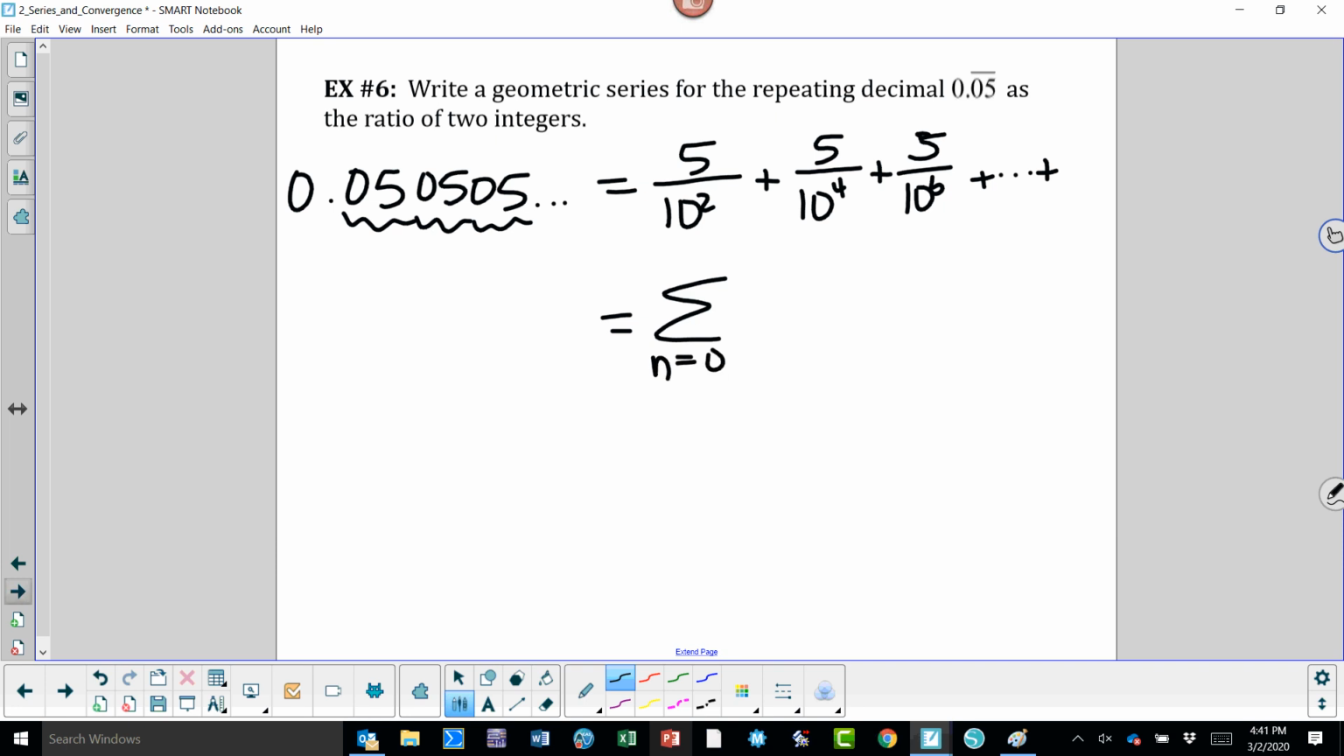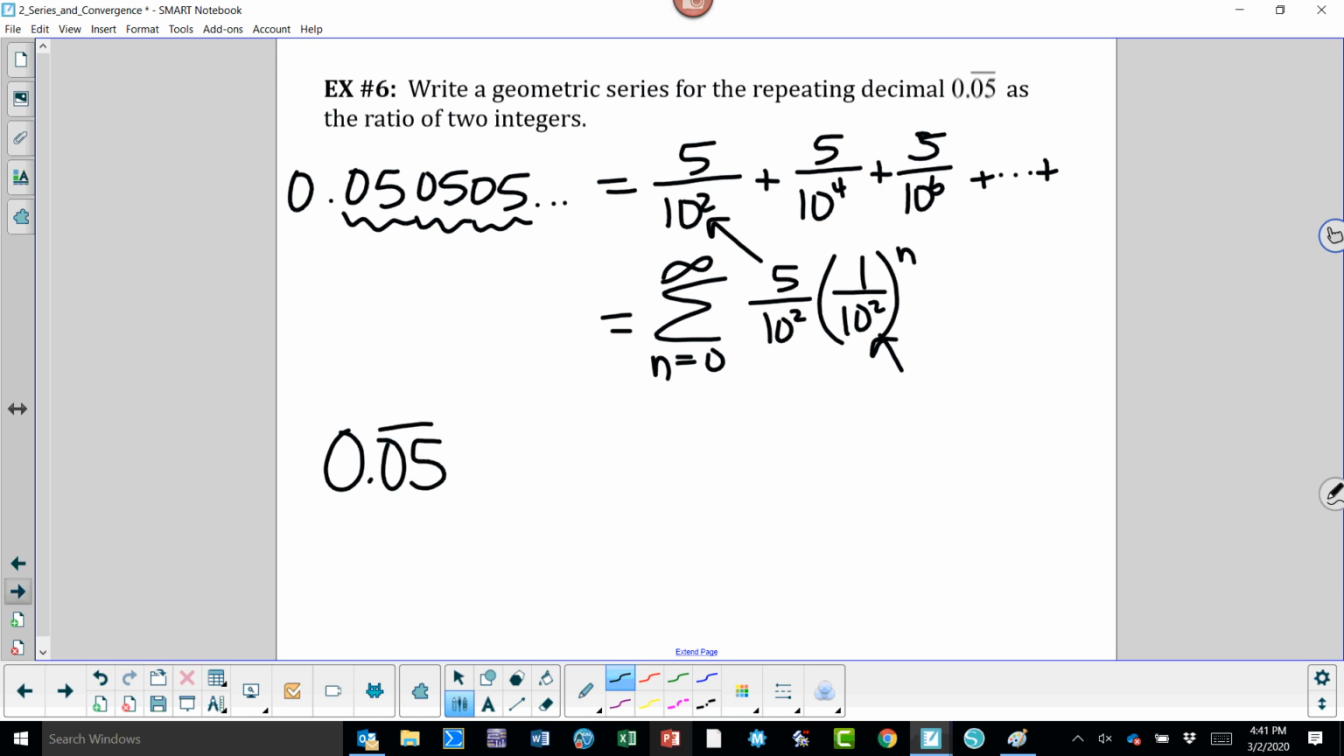So the way we could write this if it was geometric is we could say, hey, this is 5 over 10 squared is where we're starting, like that's the first term, times 1 over 10 squared to the n, and that's how I'm going to get to all of my other terms. Well, that means that I know that this is geometric, where the ratio is definitely less than 1. So I know it converges.